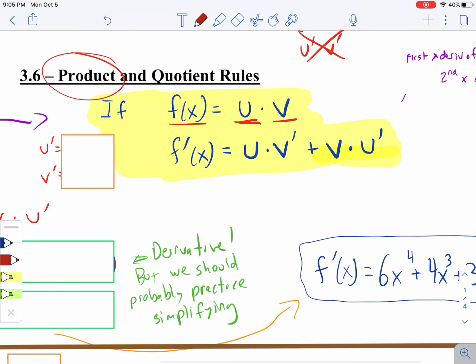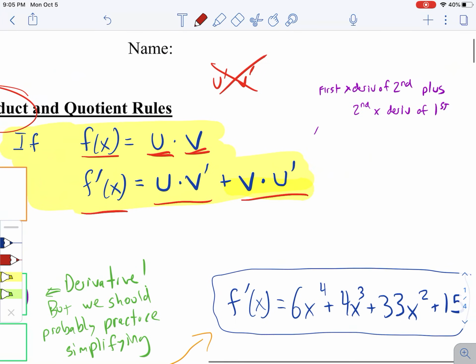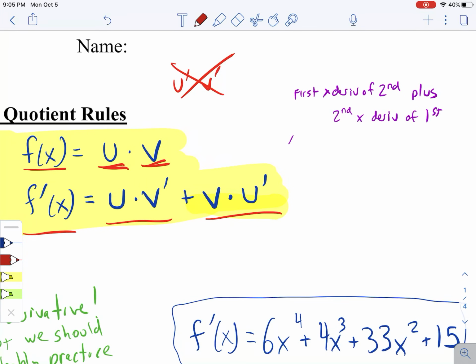The formula, if you have a u times a v, or you can call it f and g, doesn't matter, then it's u v prime plus v u prime. That's how you find the derivative of the entire function. Another way to say that is the first function times the derivative of the second plus the second function times the derivative of the first. If you could find the u prime and v prime, then you're good. You just got to lay it out.